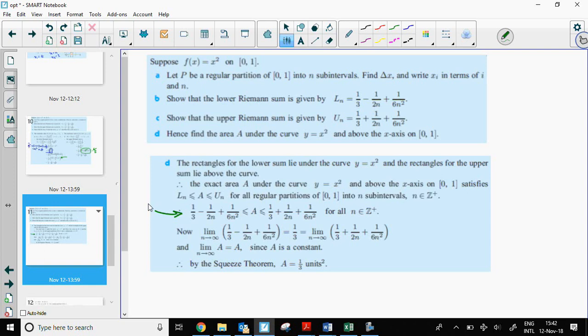And then we're just going to take the limit as n approaches infinity. The more rectangles we have, the closer to the actual area we'll get. But when n approaches infinity, this term and this term and this term and this term are all 0, leaving us with exactly 1/3 on both the left and far right-hand sides of this. So the actual value of A, our area, is squeezed in between that 1/3 and 1/3, and it must be equal to 1/3 units squared.